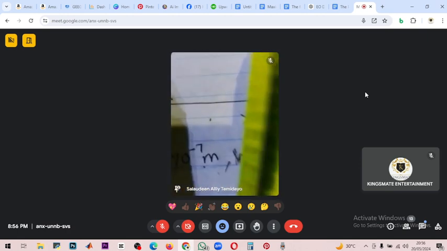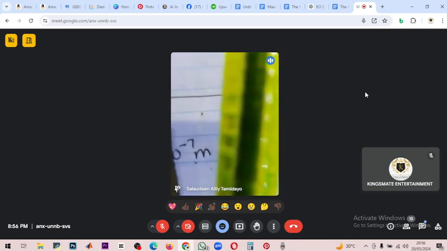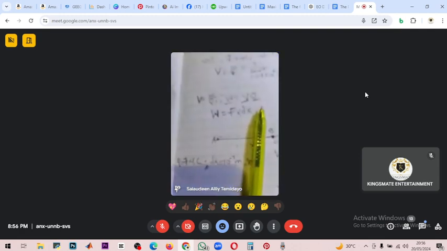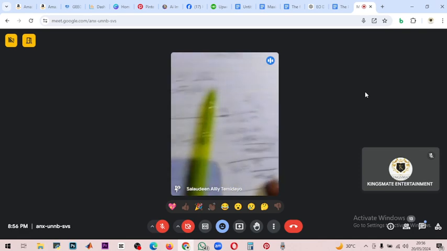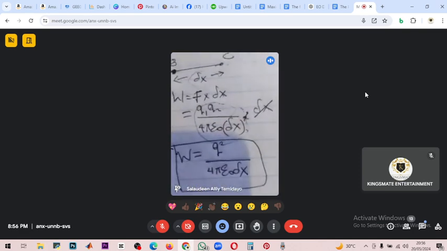Please, I have a question. Does that Q, that charge, represent the two charges? Yes, now it does. That's why we wrote Q squared at the end of the day.